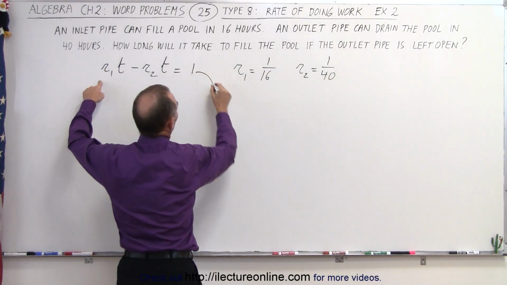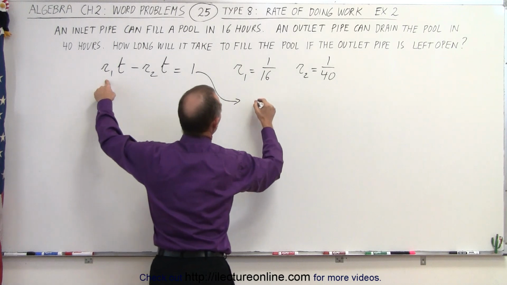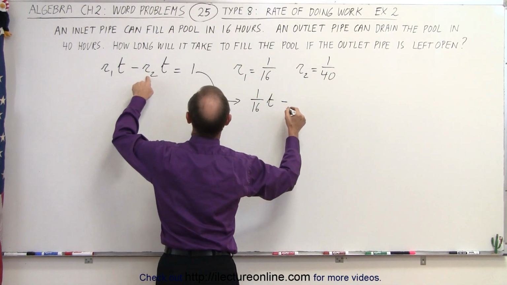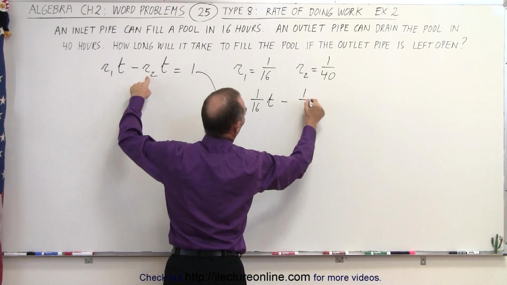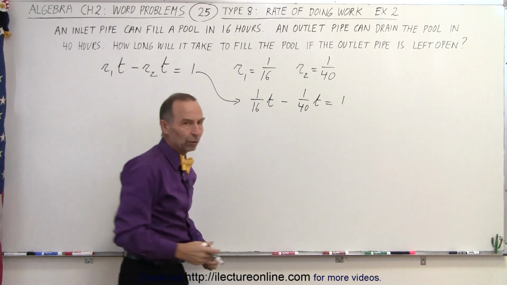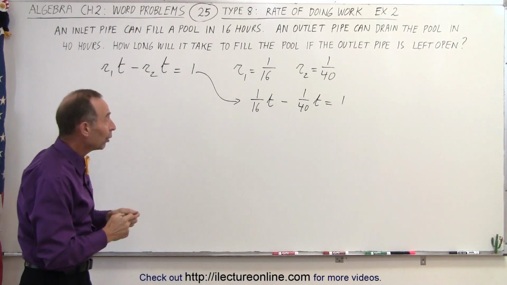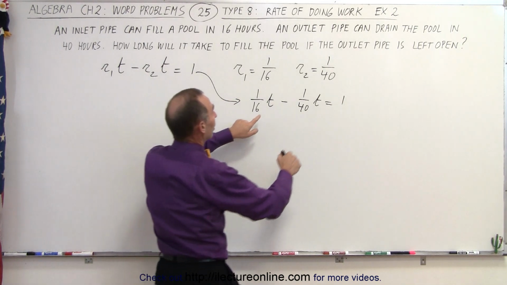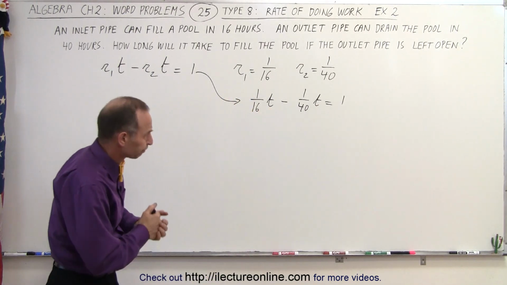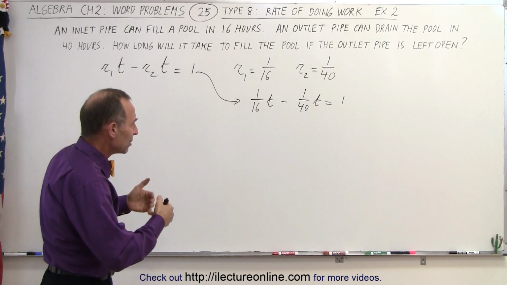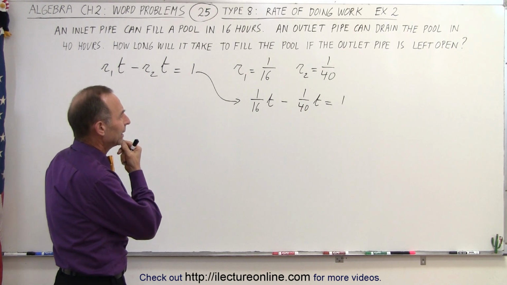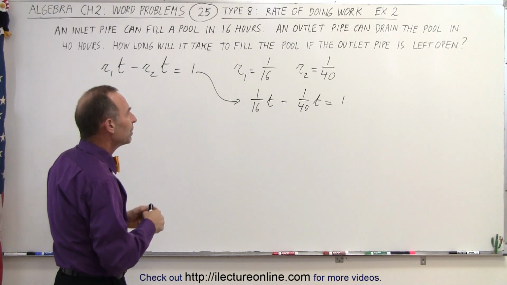In this case, we have R1, which is 1/16 times T, minus the rate of the outlet pipe, 1/40 times T, and that will then be the whole job done, or the whole pool filled. All we have to do now is find how long it will take when both pipes are left open. We want to get rid of the denominator, so we need the lowest common denominator. And let's see, that would be 80.